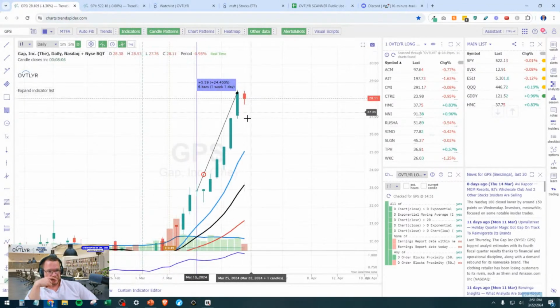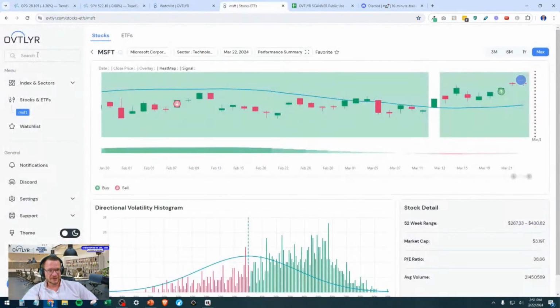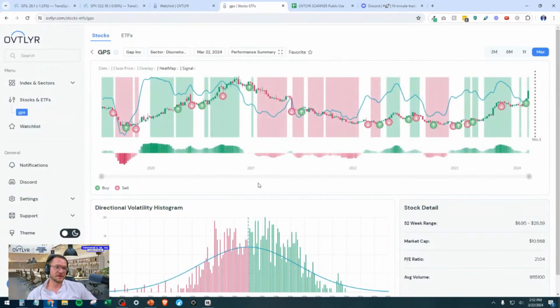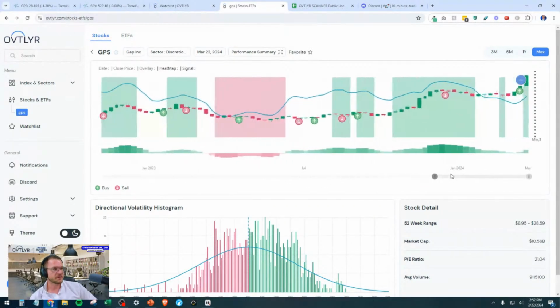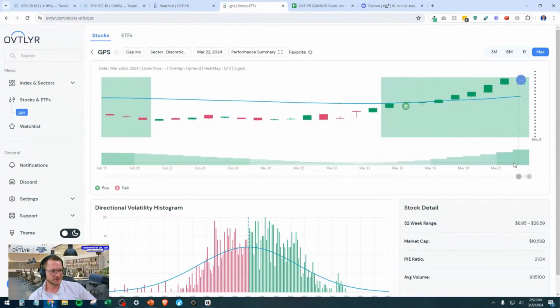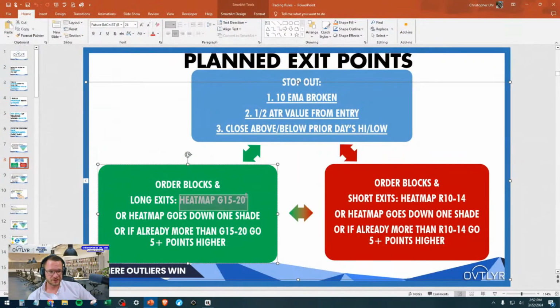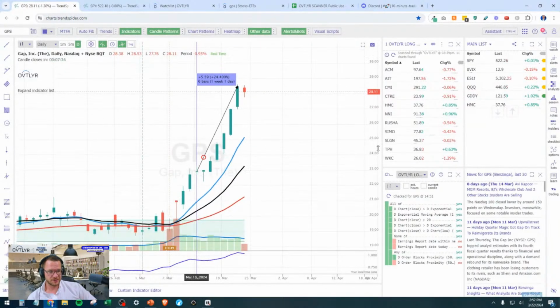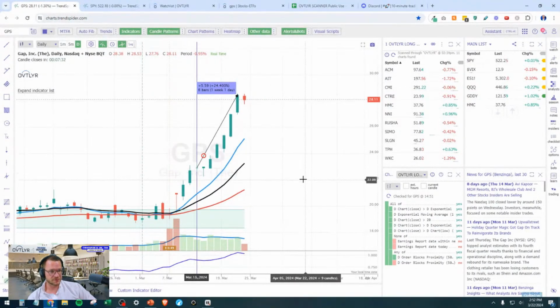All right, GPS was one that Goran had been trading, up 24% in a handful of days. Would it be at an exit point today? Now, this is one that, like I say, I know I would have traded it. It fits my criteria 100%. But I was at the Magic Kingdom. Sometimes that happens. So today's heat map is G13. So I would not be exiting yet. I'd be waiting for it to hit G15 to G20, somewhere in there. So I would still be holding on to GPS had I traded it. Pretty sweet.